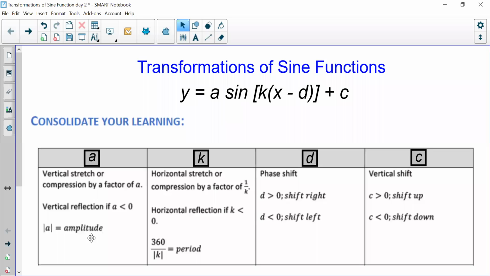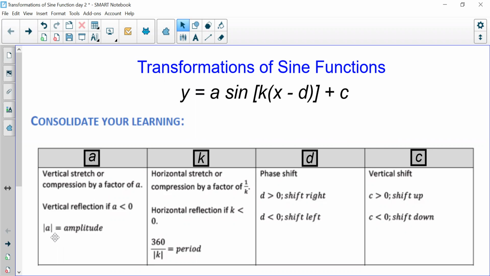Guys, take a look at A here in sine function. It does the vertical stretch or compression, and it also does the reflection. So that should be fairly easy for us to remember from quadratic functions because it looks very similar here. The extra thing that we have though is that the absolute value of A tells me the amplitude. Absolute value means don't look at the positive or the negative, just what's the value there. Okay, so you're gonna have to separate the sign from the value.